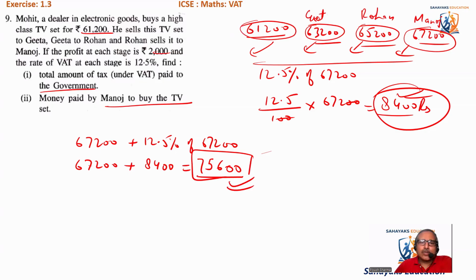75,600 rupees to buy this product. Finally, who is paying the complete VAT? The customer is paying the complete VAT. Who's getting the product at the end? He is the person who's paying the VAT. When initially Mohit, the dealer in electronics, buys a high-class TV set at 21,200 rupees, he must have paid some tax on it. Then somebody added 2,000 rupees on it, then he paid tax on it. So finally, the total amount of tax which is paid is actually paid by the customer.